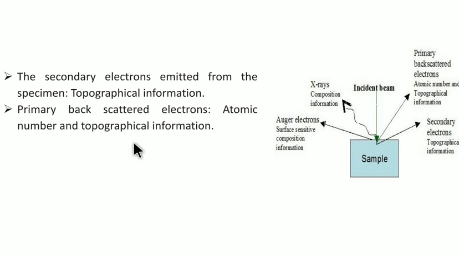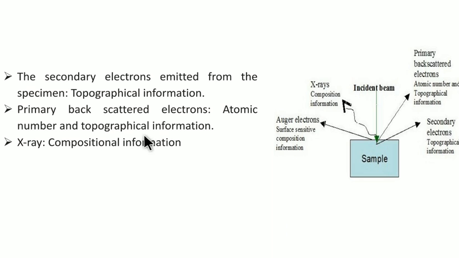The primary backscattered electrons provide atomic number and topographical information. It provides two kinds of information, right? Now the X-ray gives composition information, with the help of another detector. It provides the compositional information.